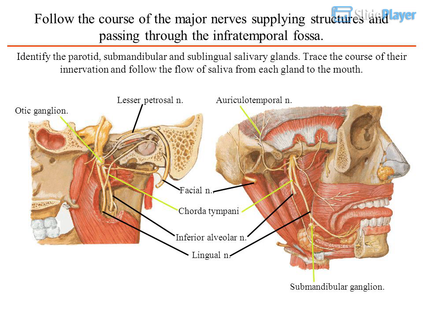Follow the course of the major nerves supplying structures and passing through the infratemporal fossa. Identify the parotid, submandibular and sublingual salivary glands. Trace the course of their innervation and follow the flow of saliva from each gland to the mouth.